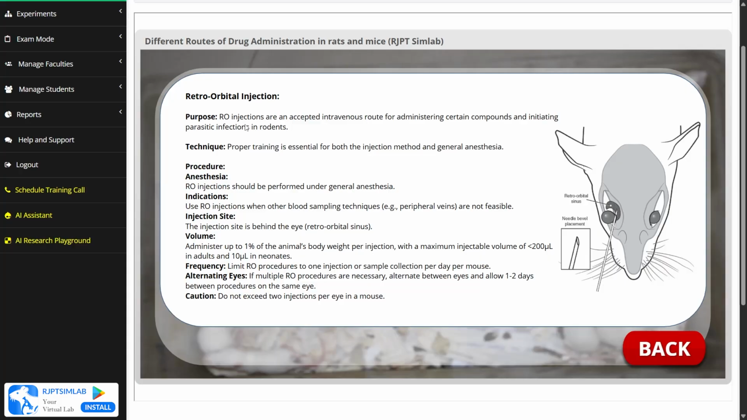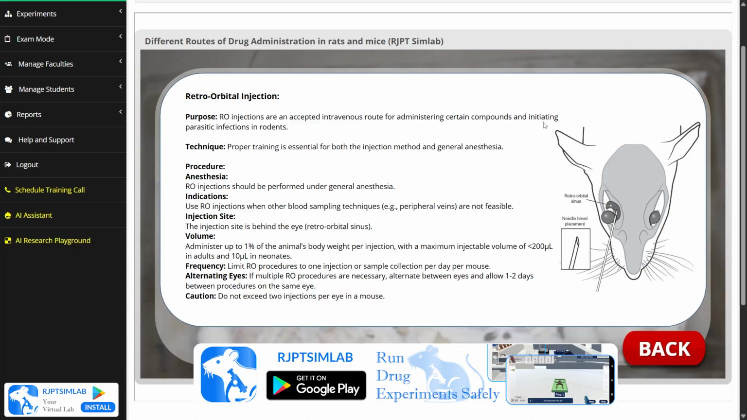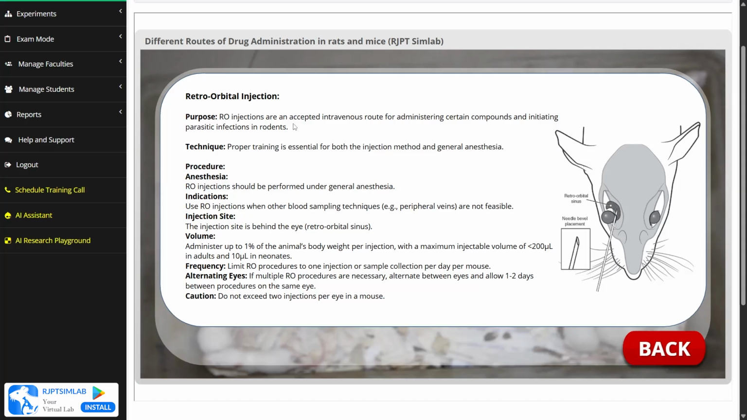The purpose of this route is that retroorbital injections are an accepted intravenous route for administering certain compounds and initiating parasitic infections in rodents. The statement says that this is an accepted IV route for administering drugs and certain compounds, and through this method we can introduce parasitic infections in rodents.